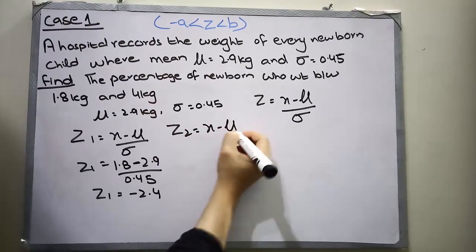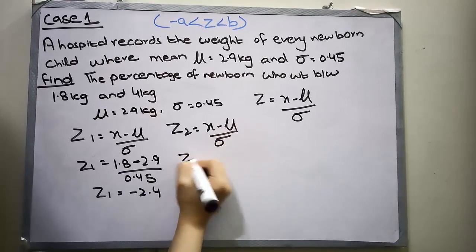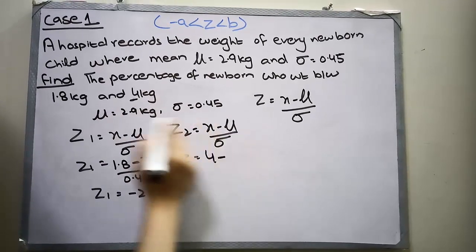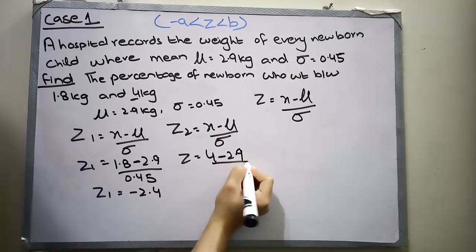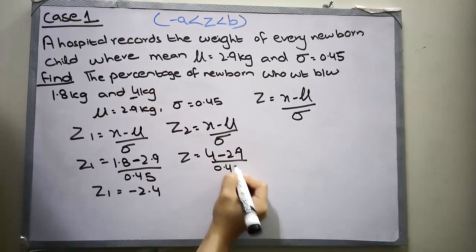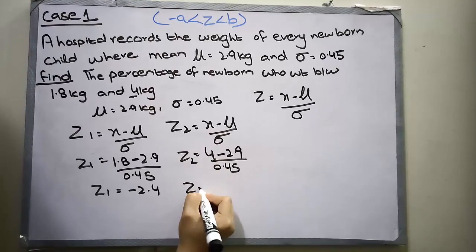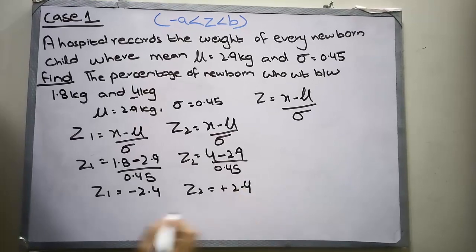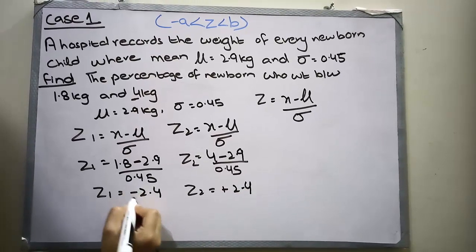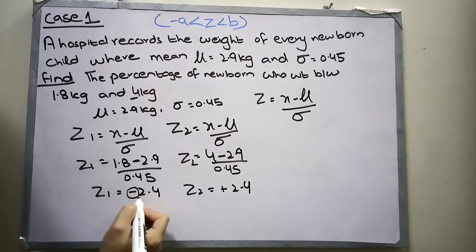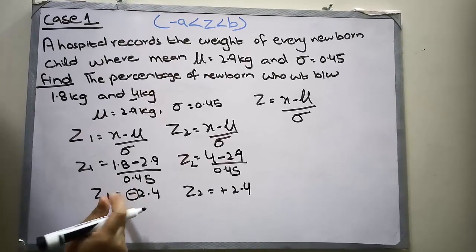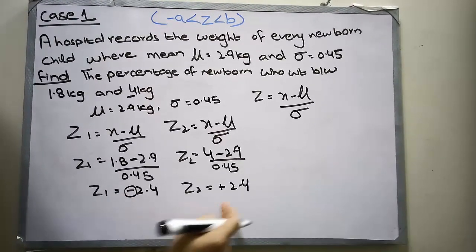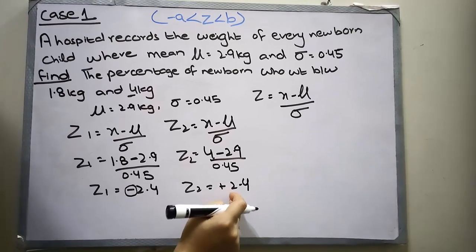Now in the same way we will find the value of z2. X minus mu divided by standard deviation. Putting in the second value, 4 minus mean 2.9, divided by standard deviation 0.45. So the value of z2 would be plus 2.4. Here the negative sign indicates the direction. It doesn't mean that the area is actually negative. It is basically showing the direction, that it is in the negative direction, minus 2.4, and this positive indicates that it is in the positive direction.